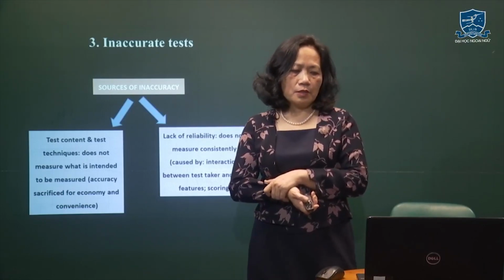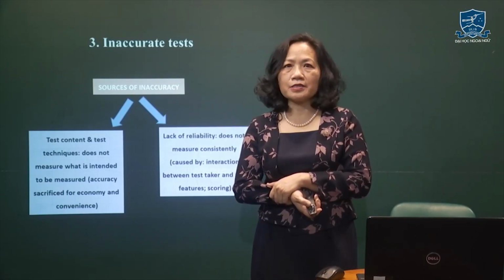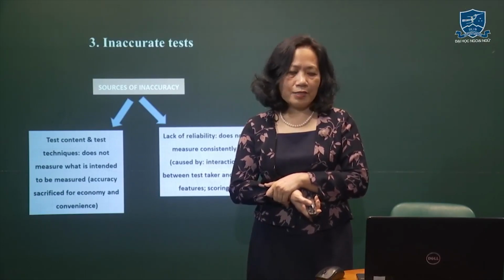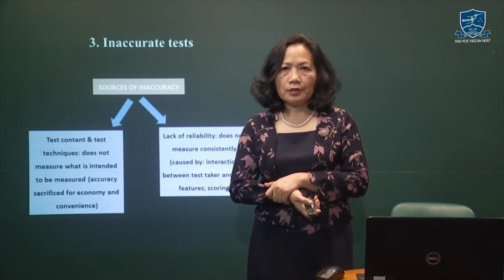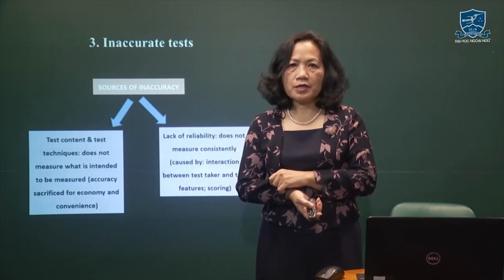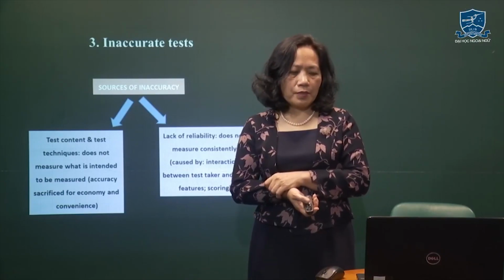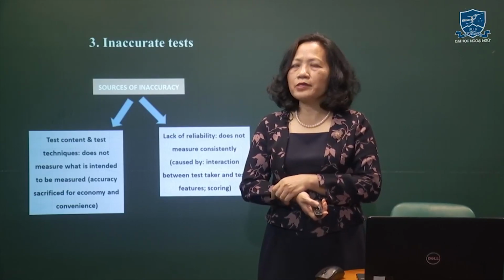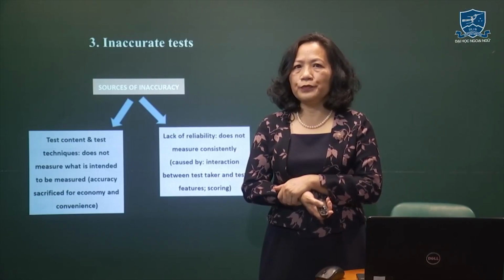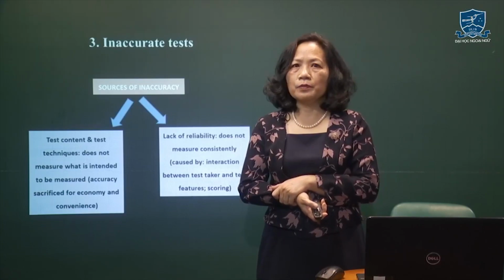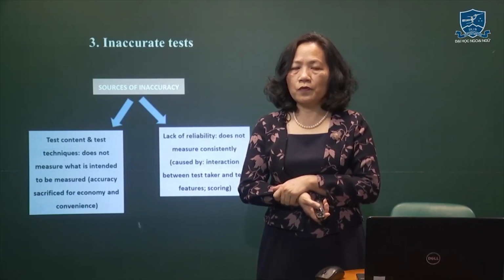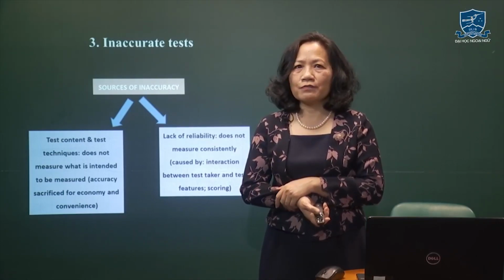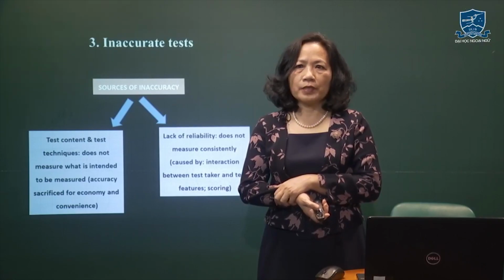The first reason is that the test content and test techniques do not measure what is intended to be measured. So we say the test is invalid. For example, you want to measure the student's writing ability or speaking ability, and you use a lot of multiple choice, true, false. Then, of course, you can't have a full picture of the student's writing ability or speaking ability.